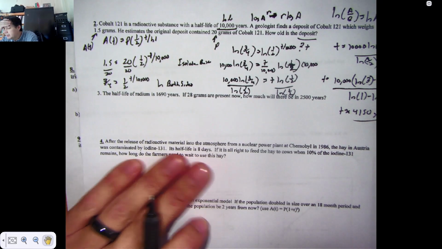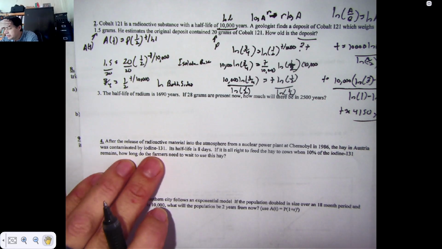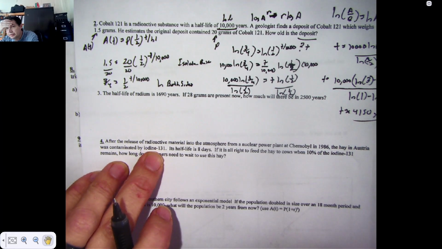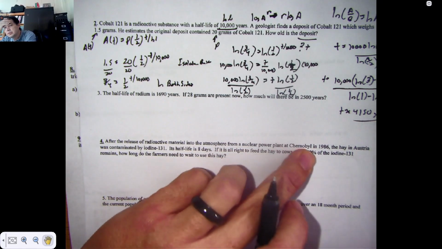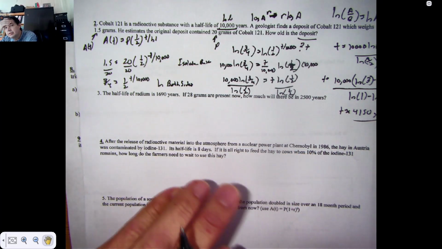So anyways, we have some radioactive material. The hay in Austria was contaminated by iodine 131. It has a half-life of 8 days. If it is all right to feed hay to the cows when 10% remains, how long do the farmers have to wait to use this hay? So the goal here is that the amount after time is 10%. We're just going to use percentages. The principal would be 100% contamination.